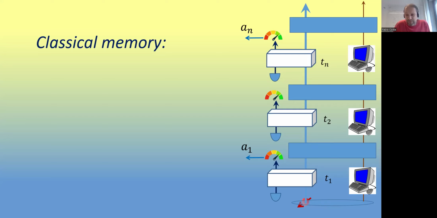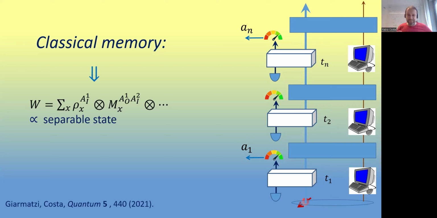So most generally, we have in mind that we start with some system, with some state of our system, but we don't know exactly what state it is. We have some classical random variable that tells us what is the initial state. And then these classical random variables also correlate with the evolution from time 1 to time 2, and from time 2 to time 3, and so on. So a very convenient result that comes from this formalism is that if you have such a classical memory, then in particular, you can write your process matrix as a separable state. So it's a convex mixture of product states.